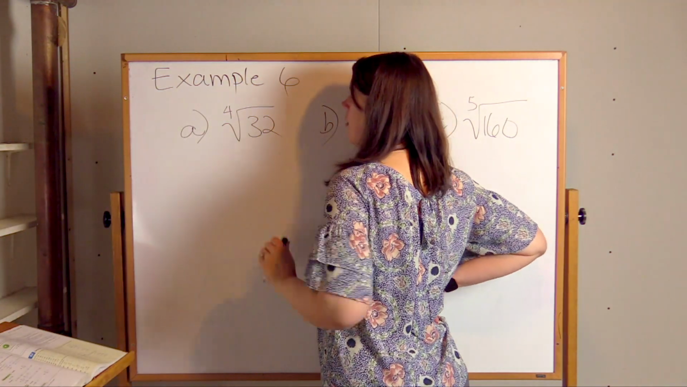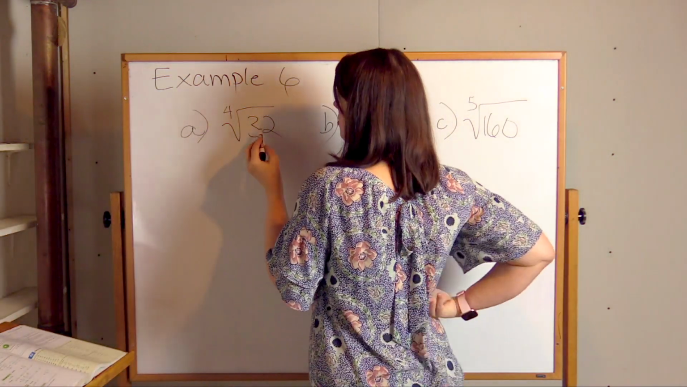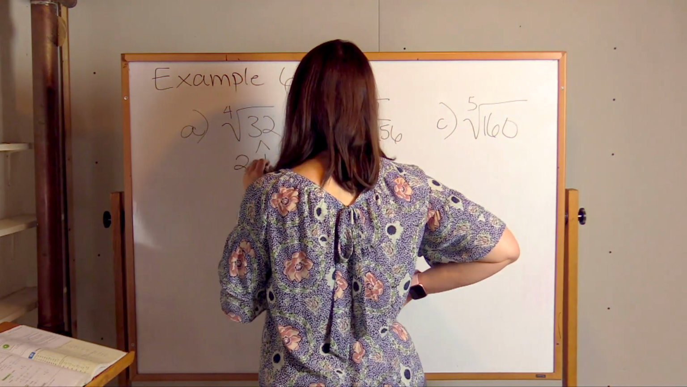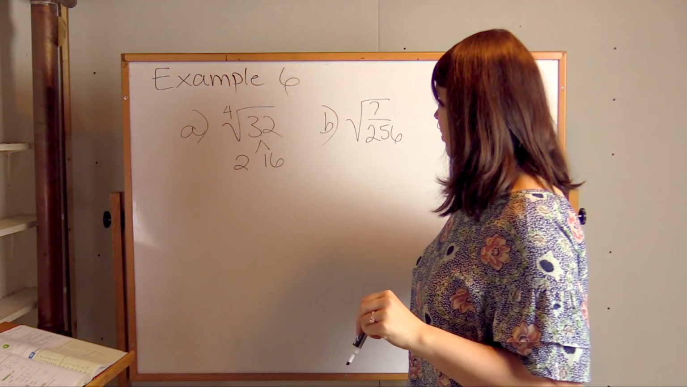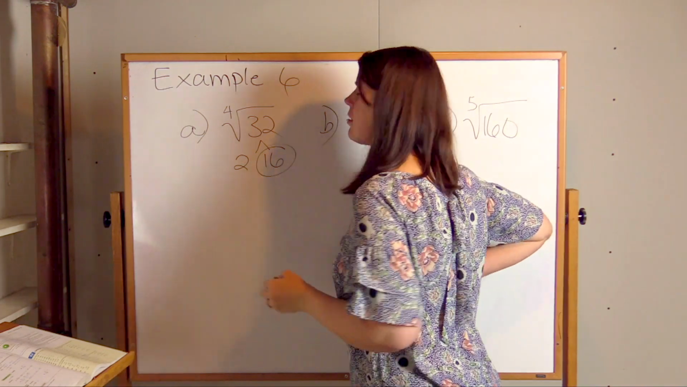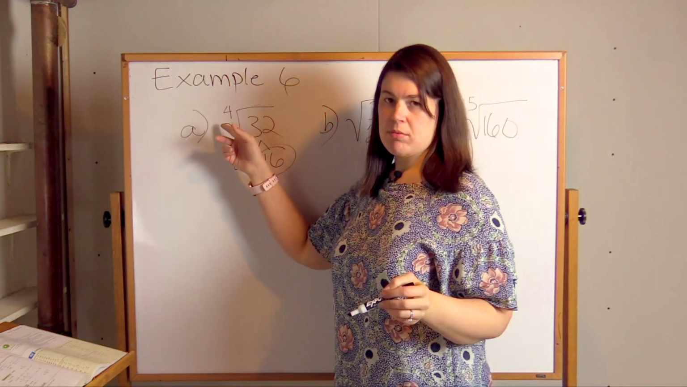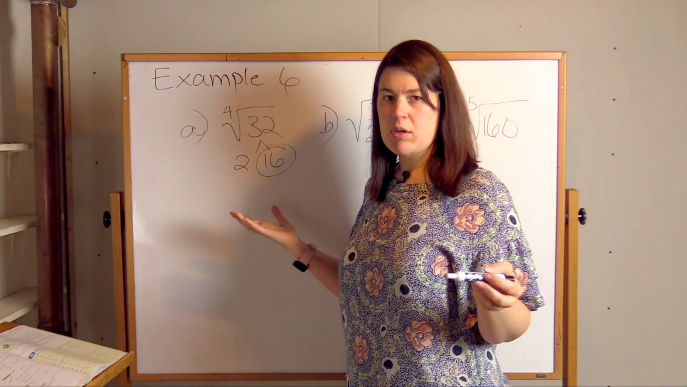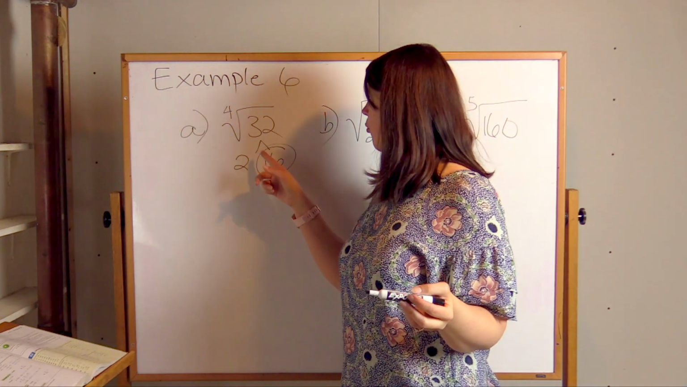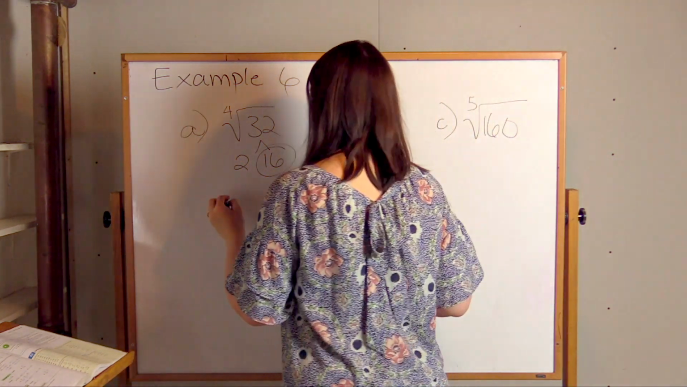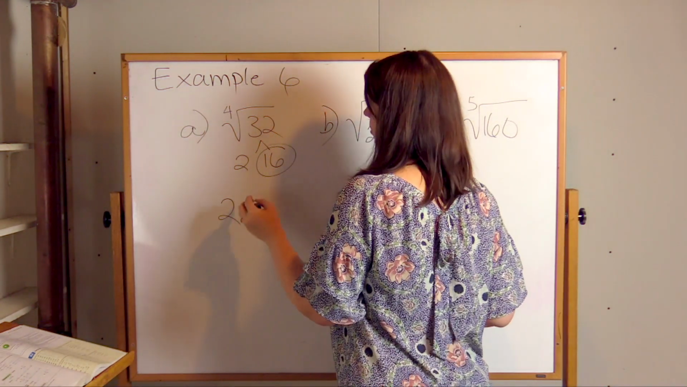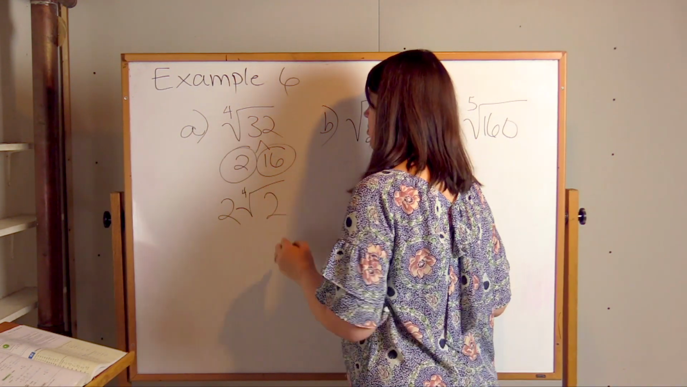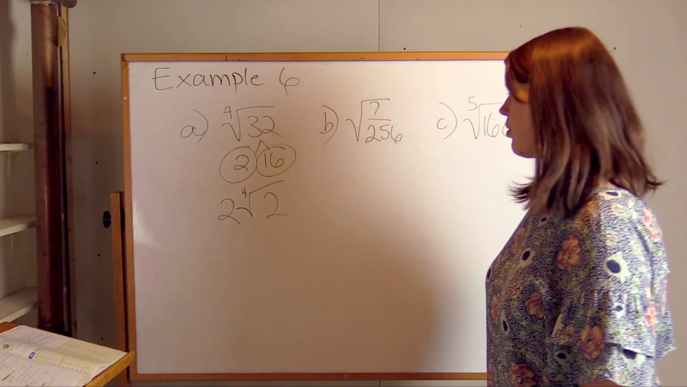Okay, on this first one, I'm just going to break this up into 2 times 16. Actually, by doing that, I just realized 16 just so happens to be a perfect fourth power. 16 is 4 times 4, and 4 is 2 times 2, so the fourth root of 16 is 2. That means I can pull it out. I need to make sure I have my little 4 there. What's left behind? This other 2. So 2 times the fourth root of 2 is the answer.